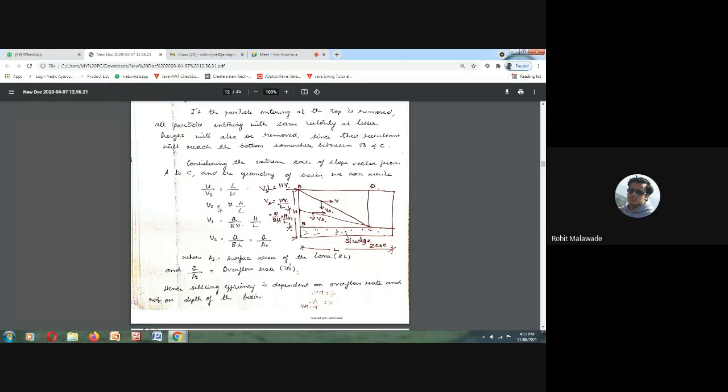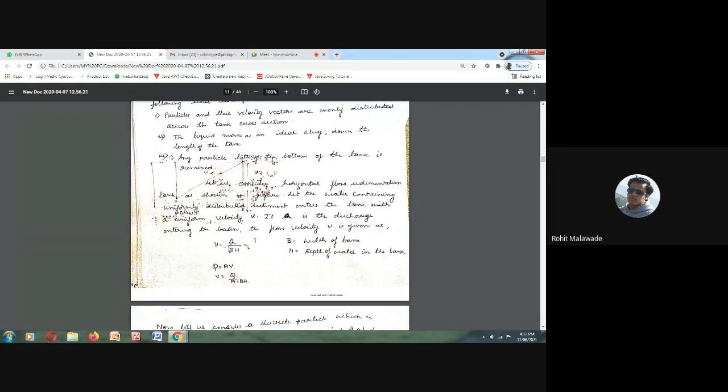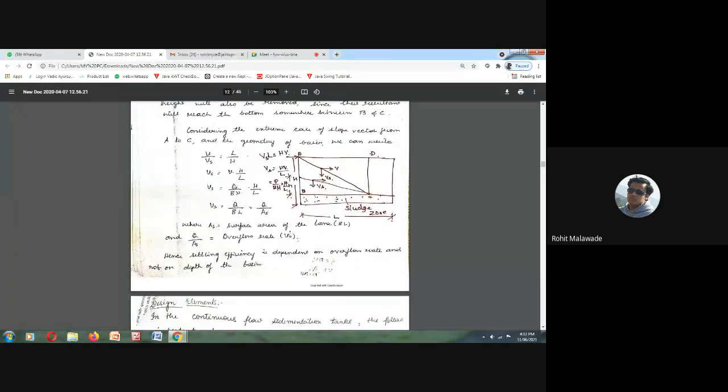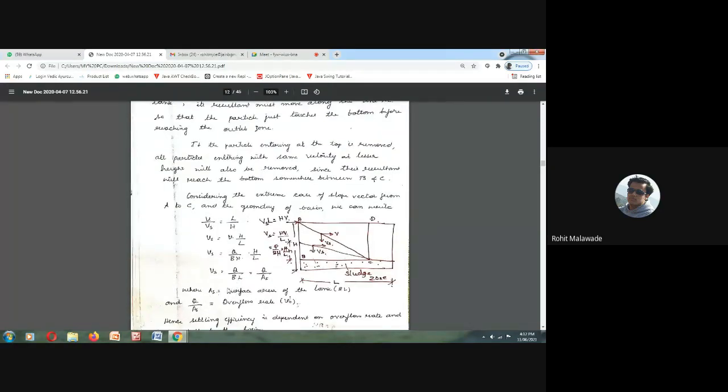Here, what is v? v is nothing but q divided by bh. We already know that v is equal to q divided by bh. So if we substitute v is equal to q divided by bh, h is going to get cancelled. Then we are going to remain with vs is equal to q divided by As. Or the settling velocity is equal to discharge divided by the surface area of the tank. So this is what we are going to get from your design of sedimentation tank.